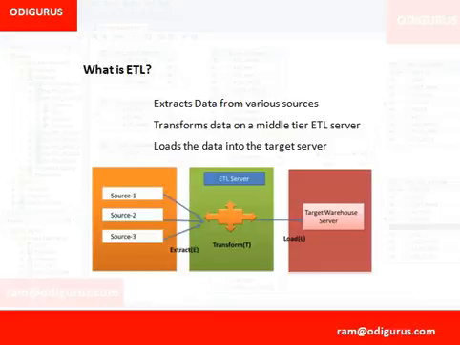If you look at the diagram, the data is moving over the network twice, once between the sources and the middle tier ETL server, and again from the ETL server to the target warehouse server or Hadoop cluster. So the data is moved over the network twice, once between the sources and the ETL server, and again between the ETL server and the target warehouse server, sometimes a Hadoop cluster.